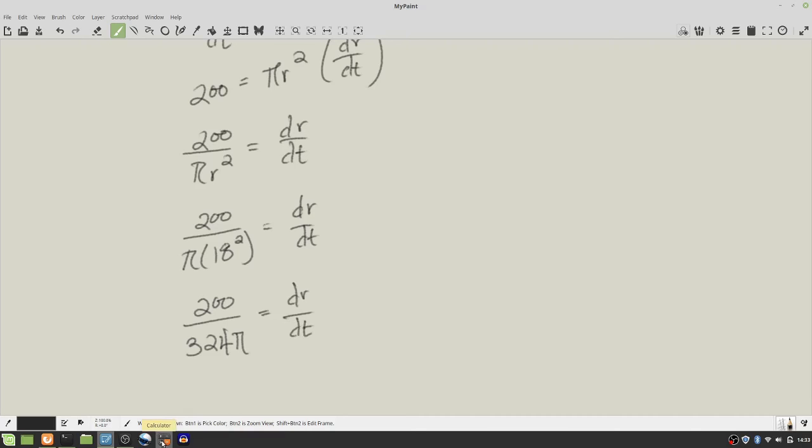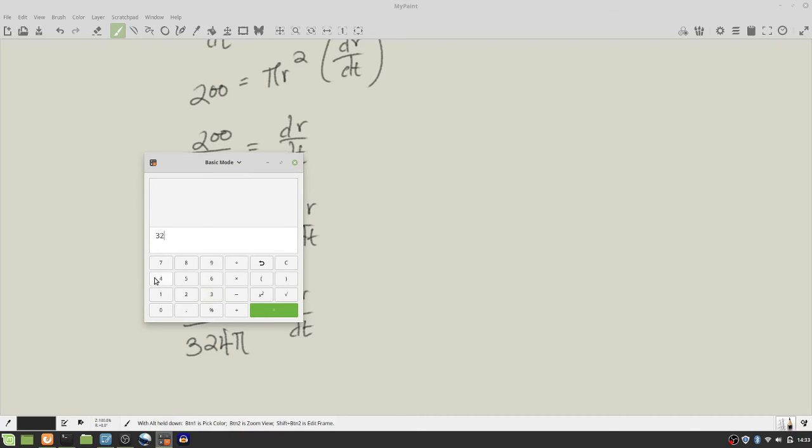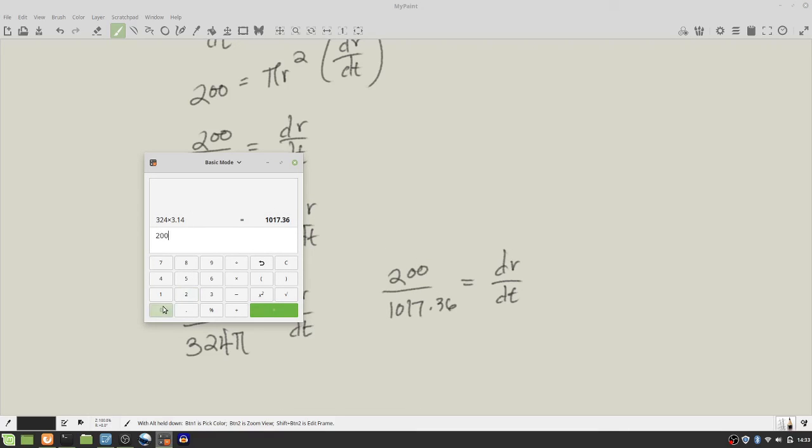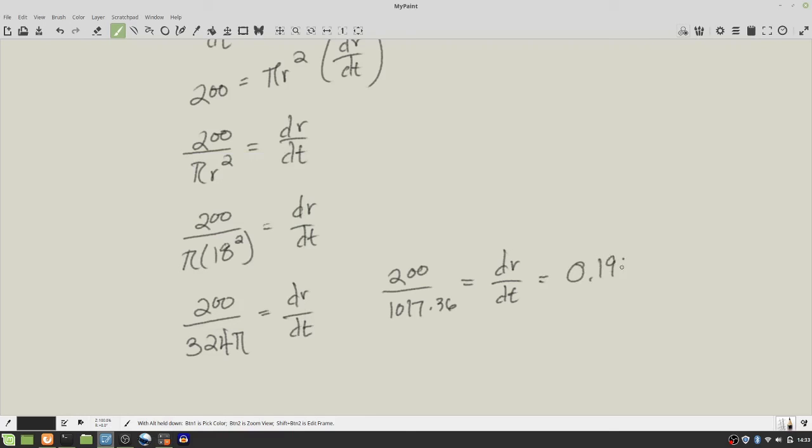And if we want, we can actually do 324 times pi, and I've got a simple calculator here, times 3.14. We get 1017.36. So it's 200 over 1017.36 equals dr over dt. And again, we can divide 200 divided by 1017.36, and we get 0.1966, 0.19666, and that's feet per minute.